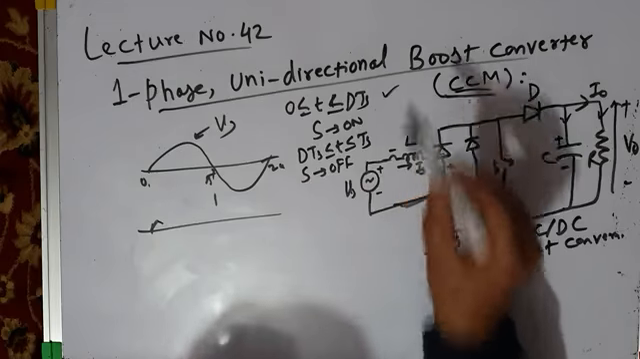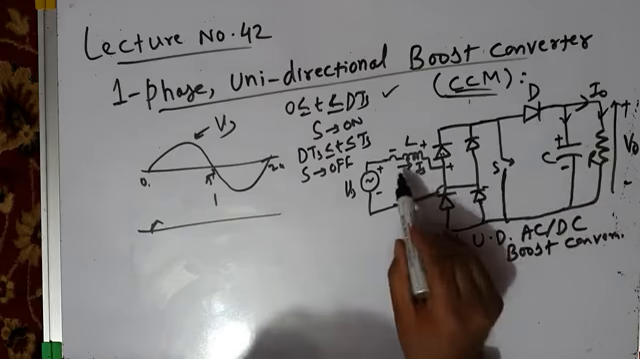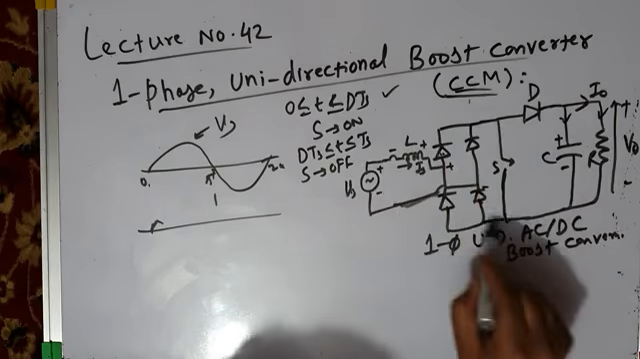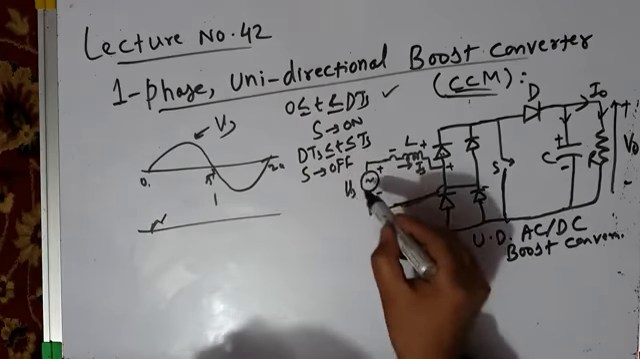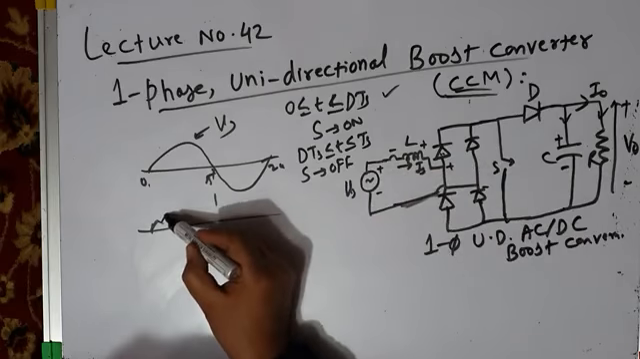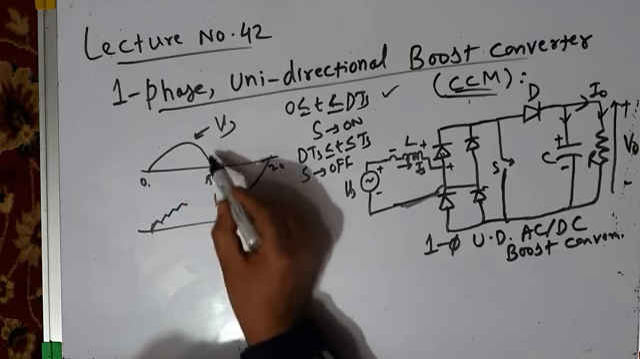The next energy storage interval comes, I mean the switch is again turned on. When the switch is turned on, current again flows through the switch like this and the current through the inductor increases. And then there is the energy transfer interval, and the current decreases. So it goes on like this. It follows this voltage.